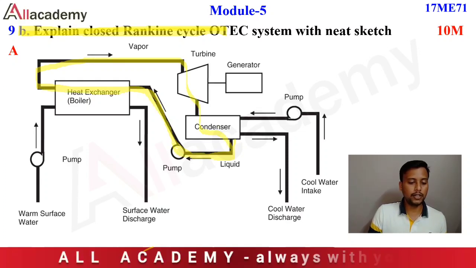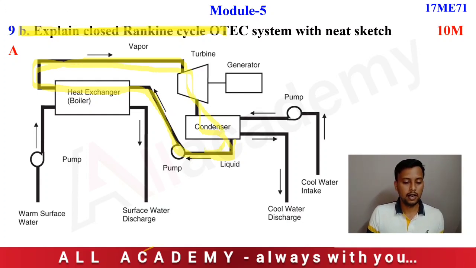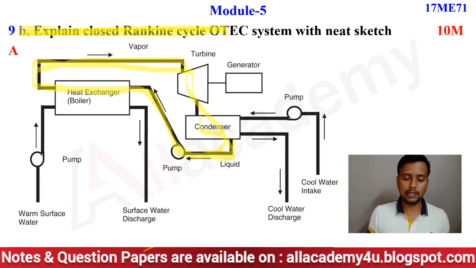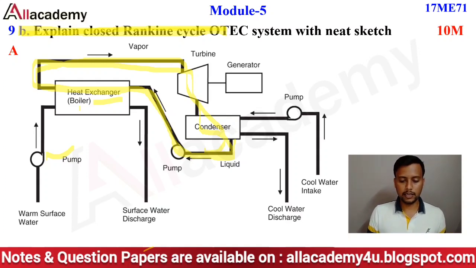So this will be continuously recirculating within the cycle. This is a closed cycle. And in some textbooks, instead of heat exchanger, they have mentioned evaporator. That is also right, no need to worry. So you need to have the pump, heat exchanger or evaporator, then turbine, generator, condenser, then again pump.